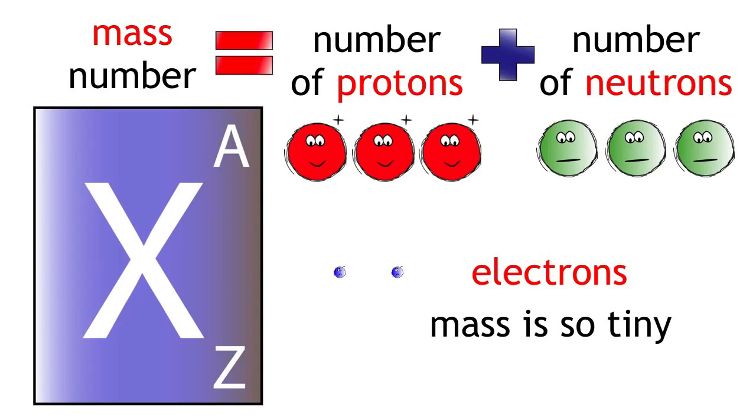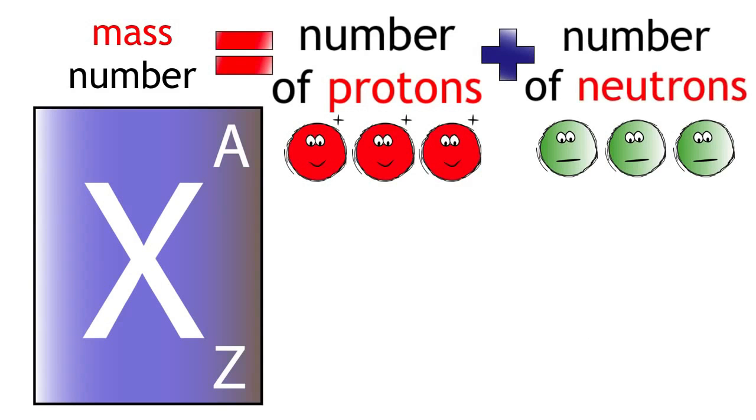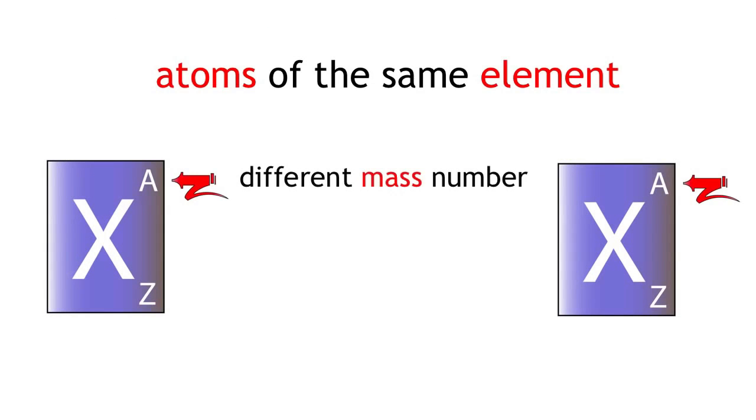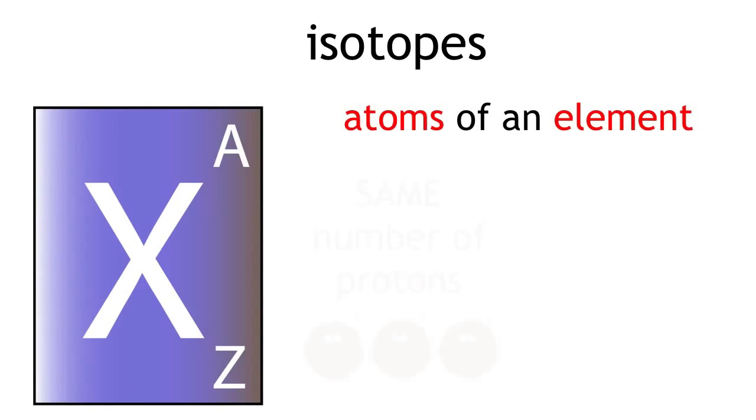If the number of protons always stays the same in a particular element and we ignore the mass of electrons, it must mean the number of neutrons is causing the difference in mass. Atoms of the same element with a different mass number are known as isotopes. They are defined as atoms of an element which have the same number of protons but different numbers of neutrons.